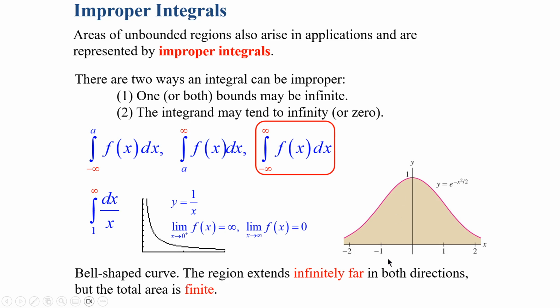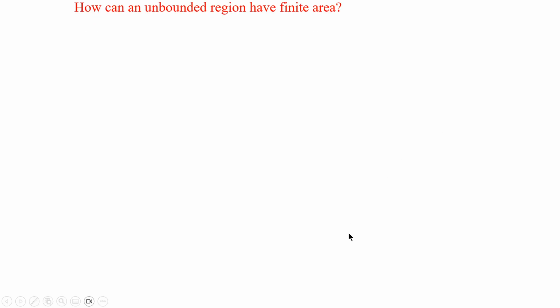Interesting, huh? So how could an unbounded region give me a finite area? That questioned mathematicians for a lot of years. So, how can an unbounded region have finite area?